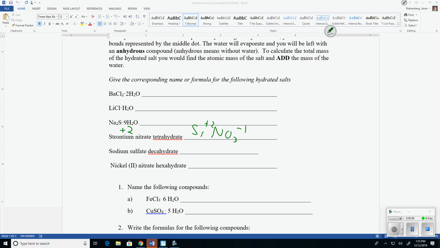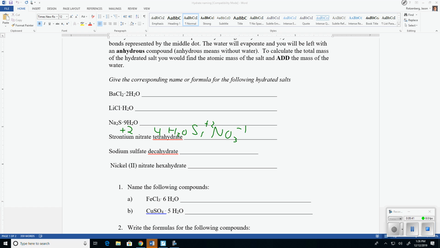And then after that, when it says tetrahydrate, there I should put a dot, a middle dot, and then 4, because tetra is the prefix for 4, H2O. To hydrate yourself means to add water. To hydrate these salts means to add water. So strontium nitrate tetrahydrate would be Sr(NO3)2.4H2O. That middle dot represents a loose bond between water and that ionic compound.